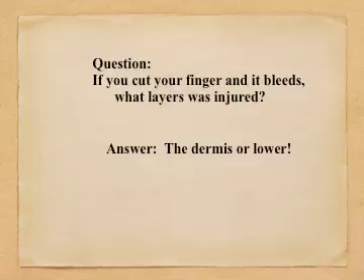Here's a question to think about. Say you cut your finger and it bleeds. What layer was injured? The answer is the dermis, or even lower, depending on how much bleeding. So it is possible to cut into the epidermis, have no blood, and that just means you haven't reached any small blood vessel yet.